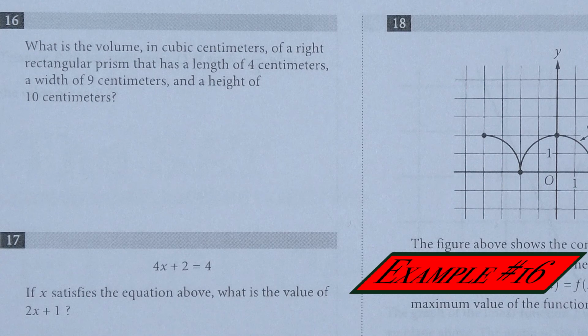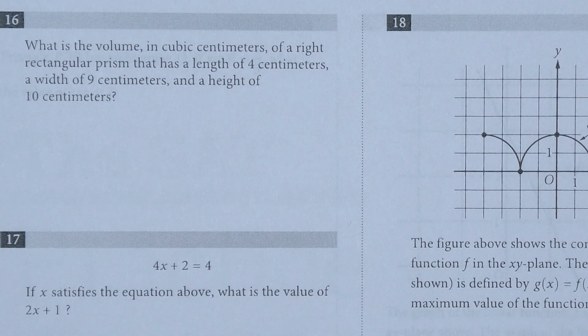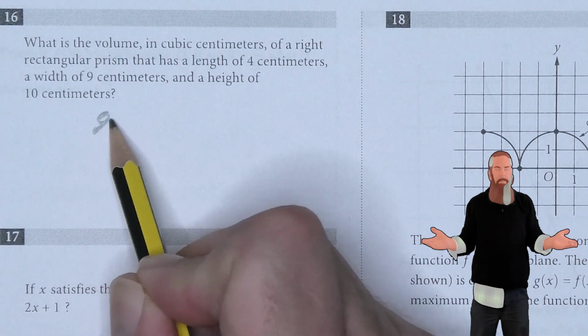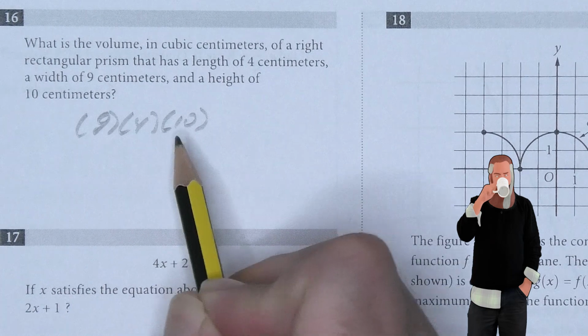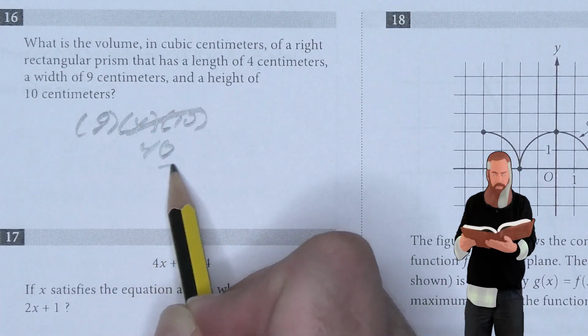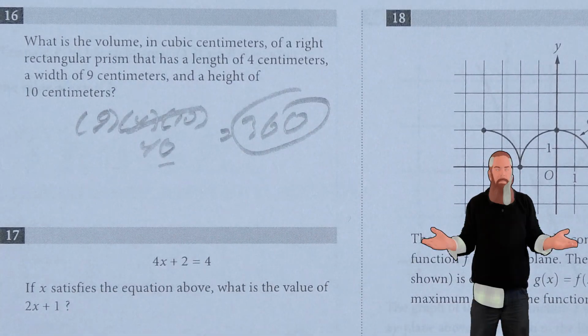What is the volume in cubic centimeters of a right rectangular prism that has a length of 4 centimeters, a width of 9 centimeters, and a height of 10 centimeters? Here we get to do the nice, easy length times width times height, which means 4 times 9 times 10. Now, 4 times 9 is 36. With the 0 gives us 360, which is our answer.